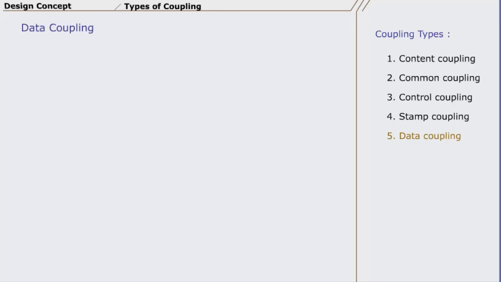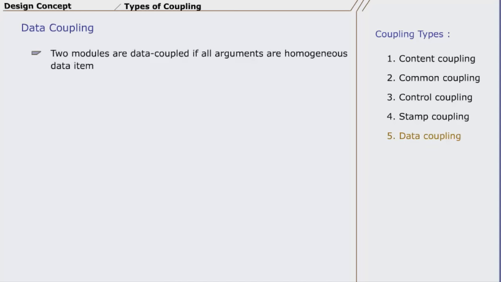Number 5. Data coupling. Two modules are data coupled if all arguments are homogeneous data items. That is, every argument is either a simple argument or a data structure in which all elements are used by the called module. For example, function display time of arrival taking flight number as argument.